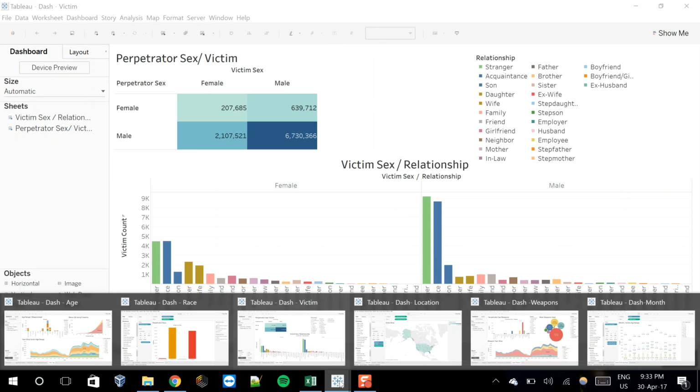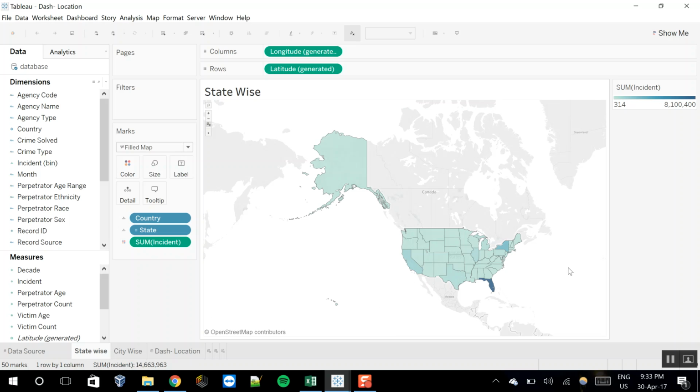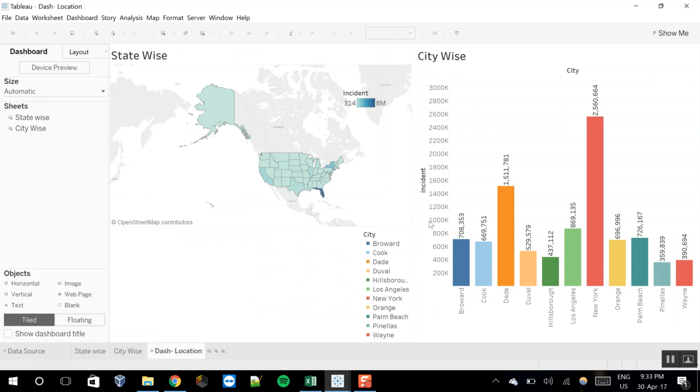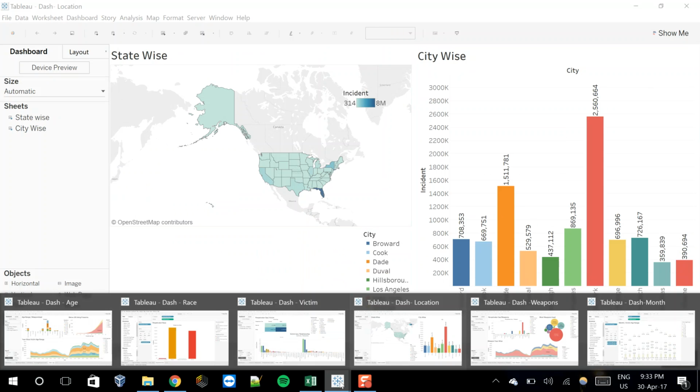The next case study is about location wise. Here we can see that the maximum incidents happened in the state of Florida, followed by New York, and a city-wise analysis was also done, and it was found that New York had the highest number of such incidents, and a dashboard was created for the same.